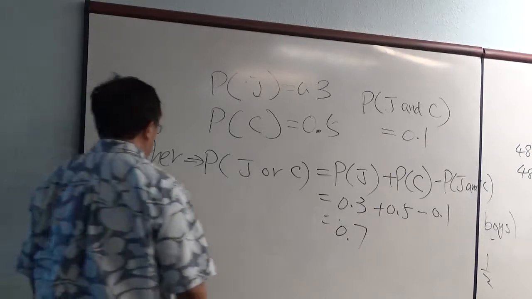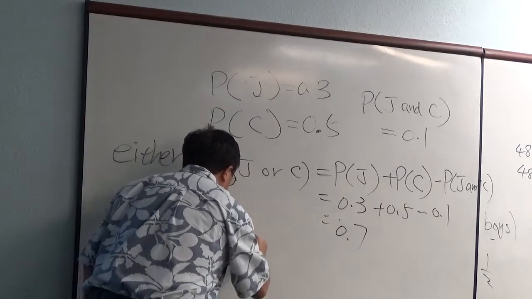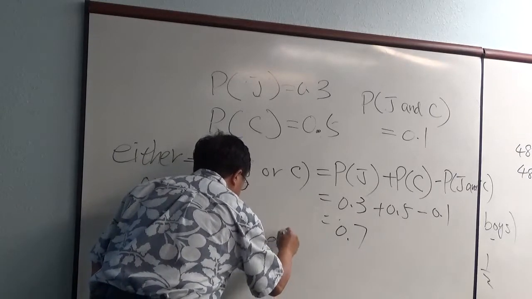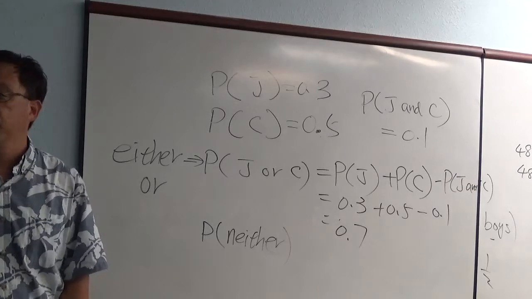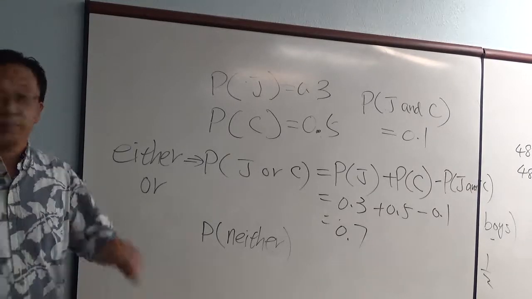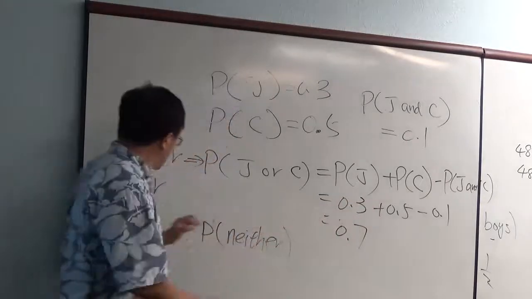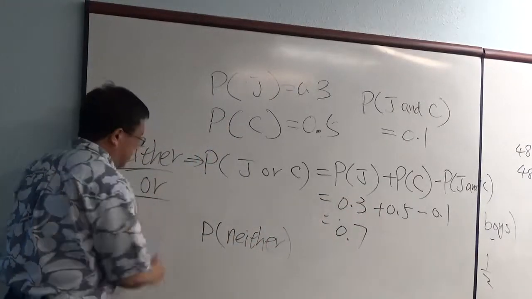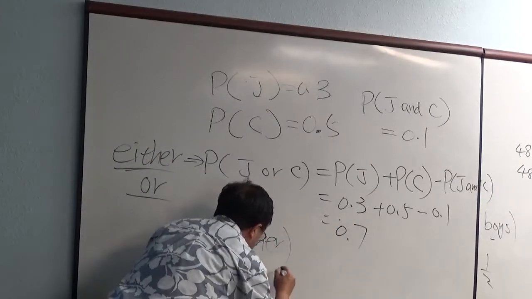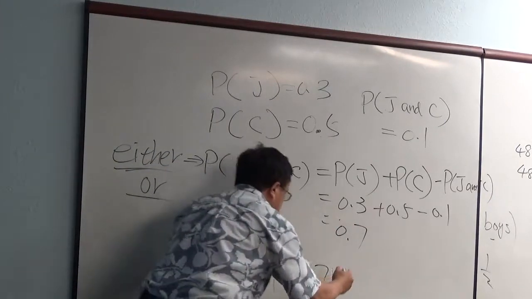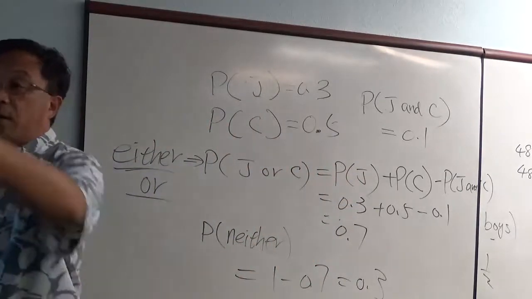And if the question is also asking, what is the probability of neither? Neither country. Remember the complementary event? We have either or, yeah? It's 0.7, so the other one is 1 minus 0.7, that's 0.3. Complementary event. Pass, fail, right?